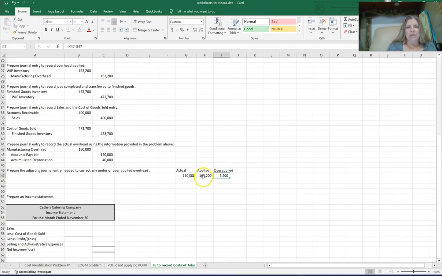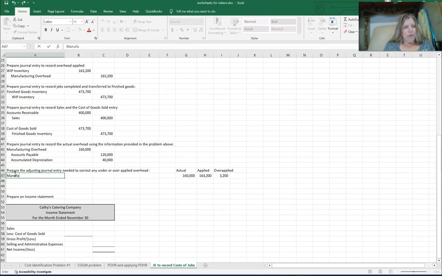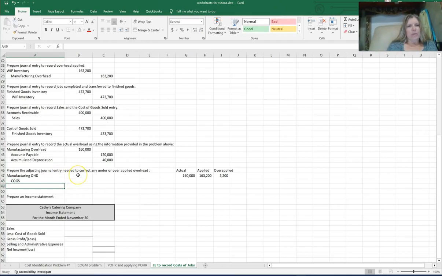Remember, this applied is just an estimate, or best guess. So we have to prepare a journal entry to correct that. So we need to debit manufacturing overhead because we put too much in there when we estimated. And we're going to credit cost of goods sold. Whenever you're correcting for over or under applied overhead, it's always going to be manufacturing overhead and cost of goods sold. It just depends on whether you're over applied or under applied, whether you're going to debit which one.